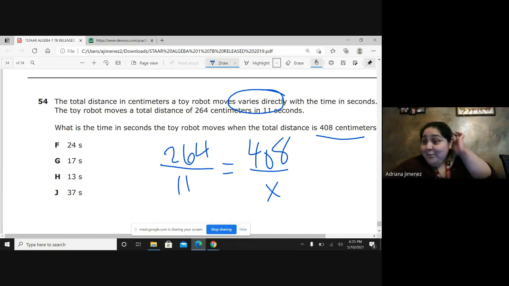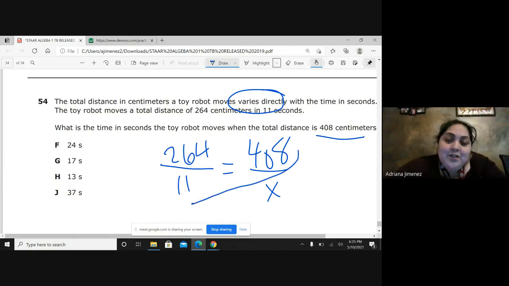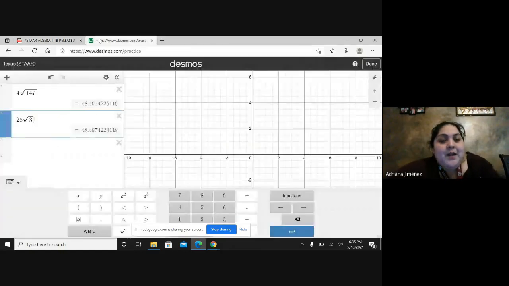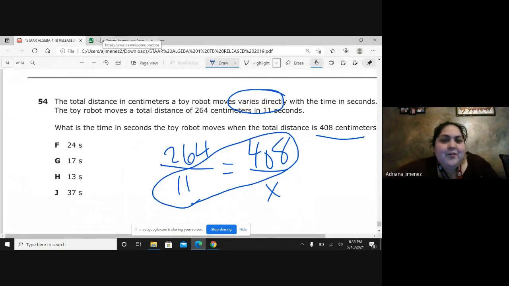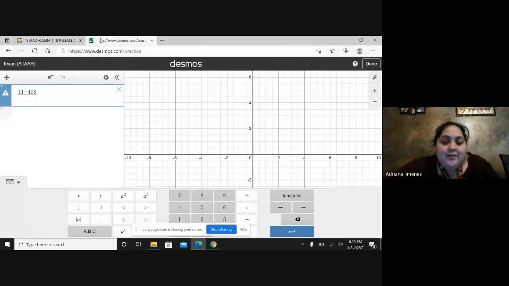You're going to cross multiply. So cross multiply means to multiply the ones that are diagonal from each other and then divide by the number that's outside. So we're going to multiply 11 and 408. And then we're going to divide that by, what was it, 264. And my answer 17.